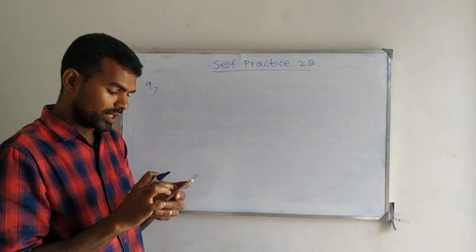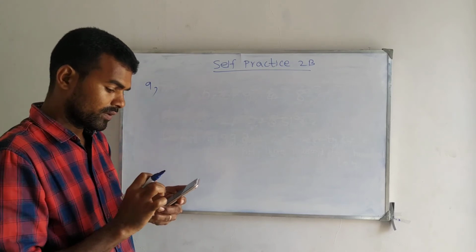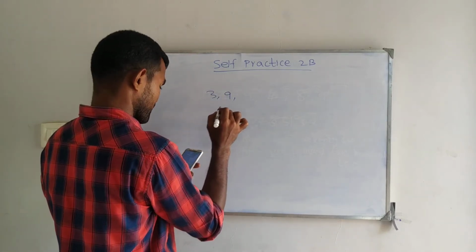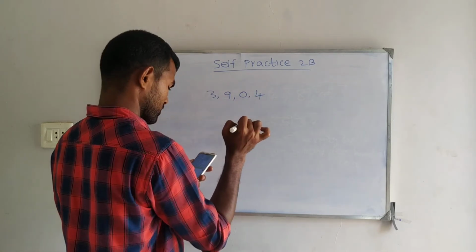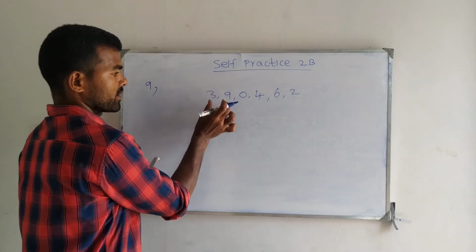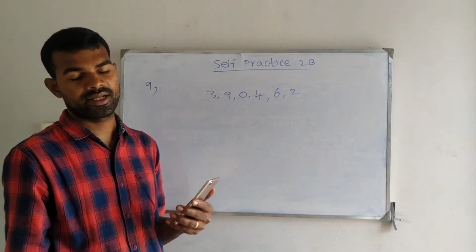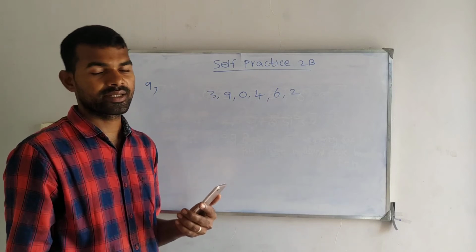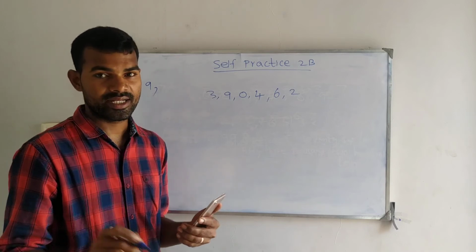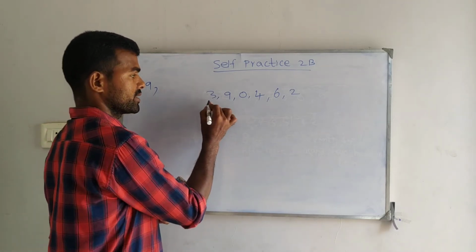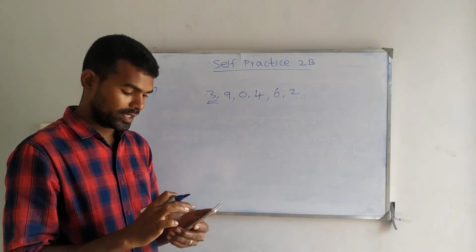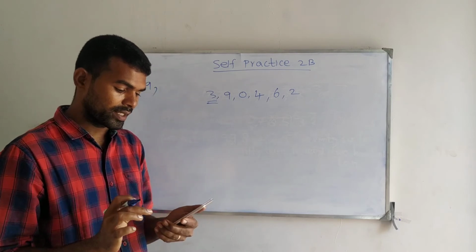We have to write the greatest and the smallest number of 6 digits using 3, 9, 0, 4, 6, 2, only once. They gave you 6 digits here, and we have to form the 6-digit number. But they gave one condition here. The condition is the digit 3 will always come in the hundredth place.